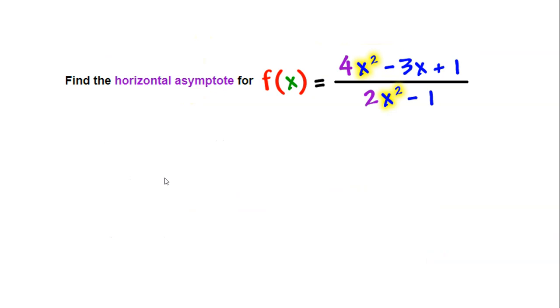Then let's see which case the next example would be. Find the horizontal asymptote for f of x equals 4x squared minus 3x plus 1 over 2x squared minus 1.